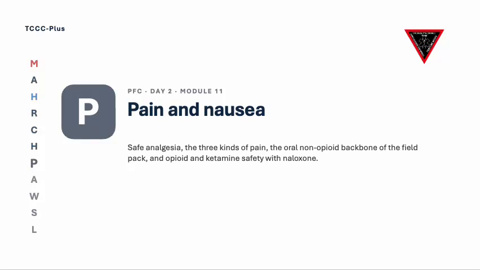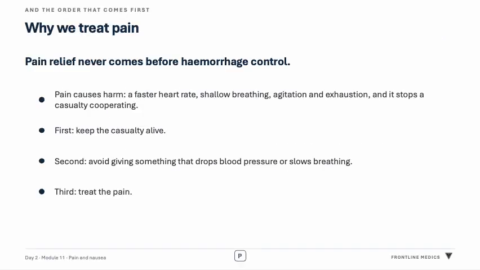Welcome to TCCC-Plus Day 2, Module 11, Pain and Nausea. This module covers safe analgesia, the three kinds of pain, the oral non-opioid backbone, and opioid and ketamine safety with naloxone. Of course, we treat pain to relieve suffering, but also because pain itself can cause physical harm.